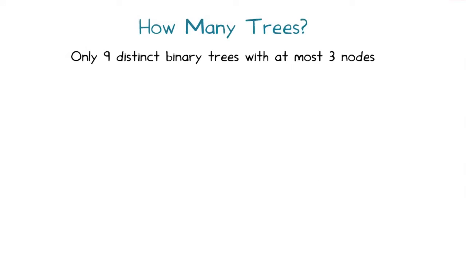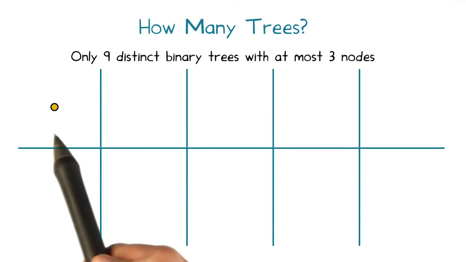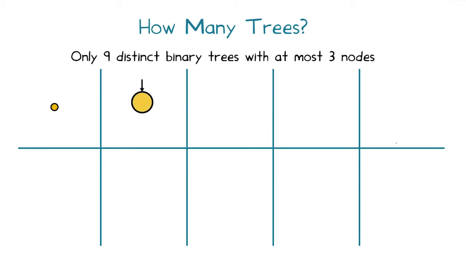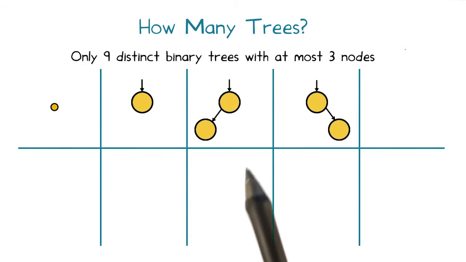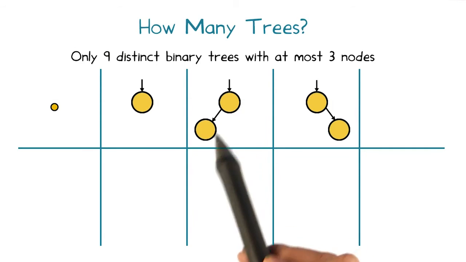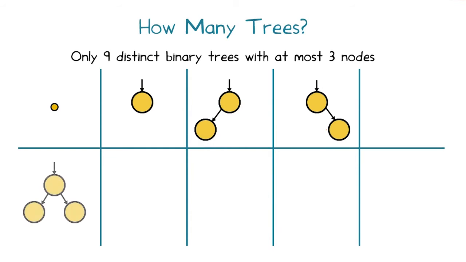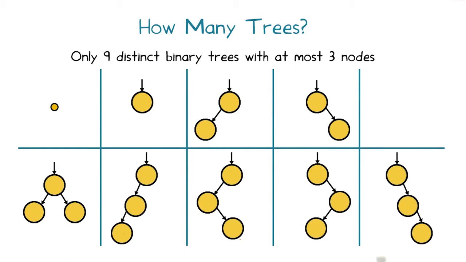In fact, there are only 9 non-isomorphic binary trees using at most 3 nodes. One binary tree with a null root, one binary tree with a single node as the root and no children, 2 binary trees with a root and 1 child, one on the left and one on the right, 1 binary tree with a root and 2 children, and 4 binary trees with a root, 1 child of the root, and 1 grandchild of the root.